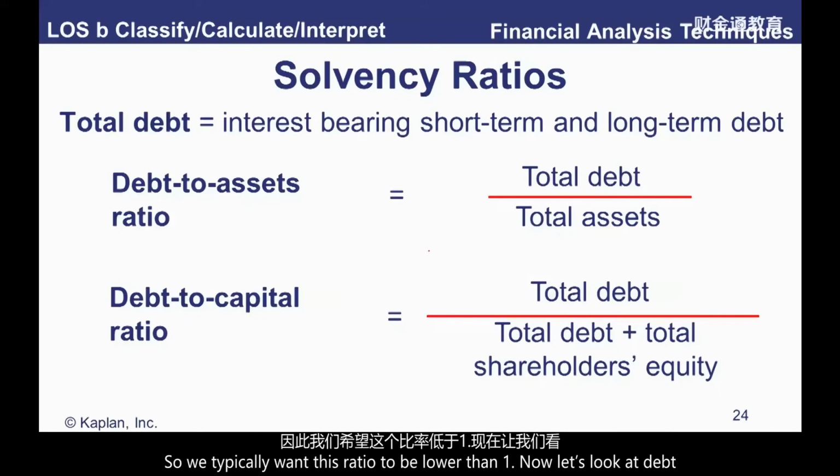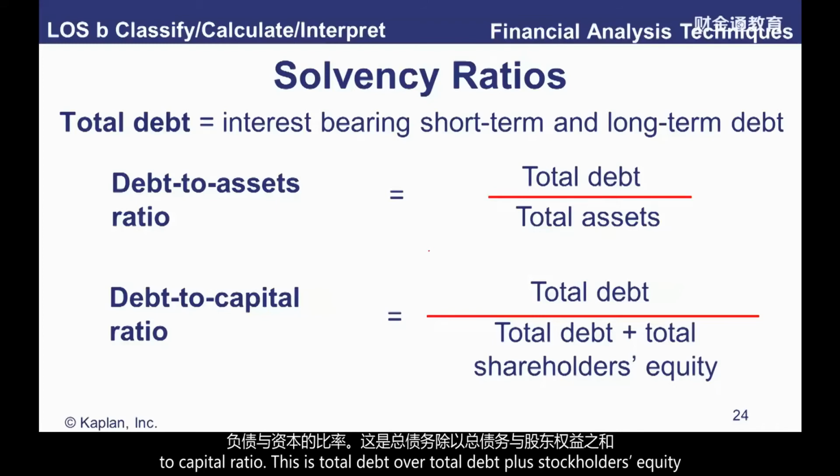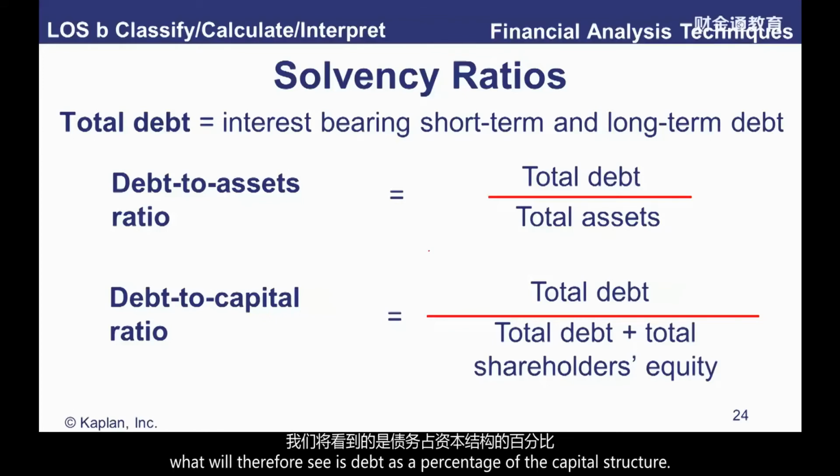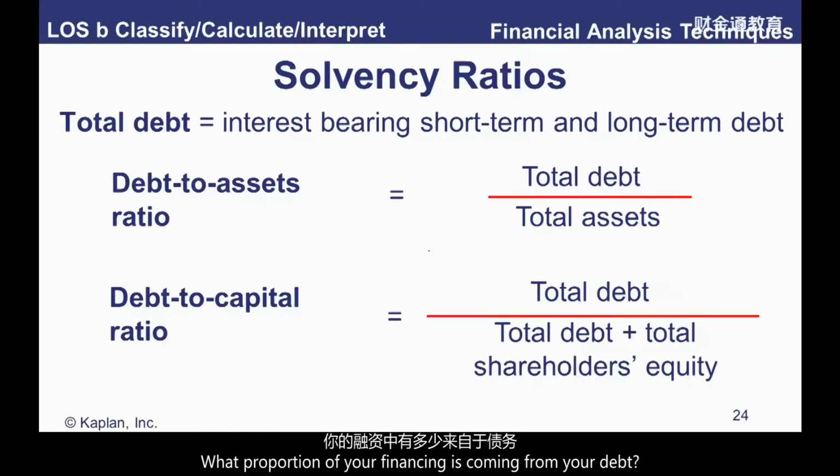Now, let's look at debt to capital ratio. This is total debt over total debt plus stockholders' equity. Again, balance sheet values, of course, here. Now, total debt over debt plus equity, what we're therefore seeing is debt as a percentage of the capital structure. What proportion of your financing is coming from debt?